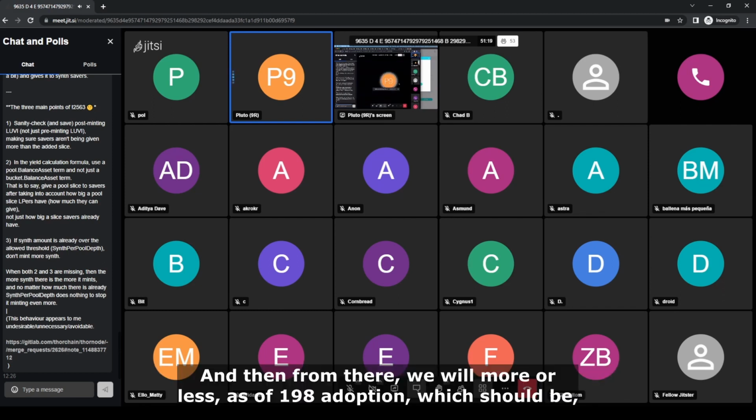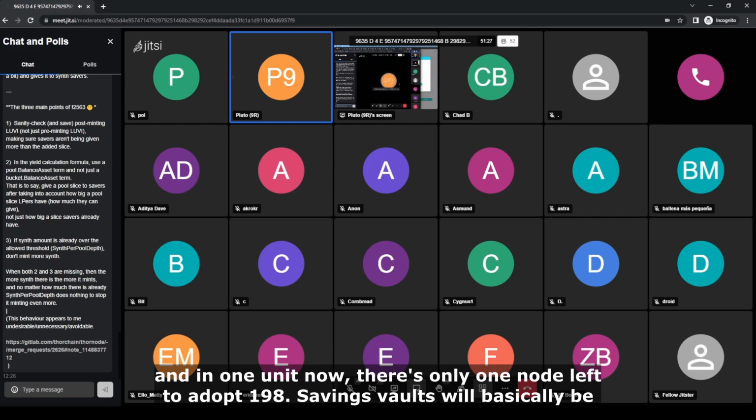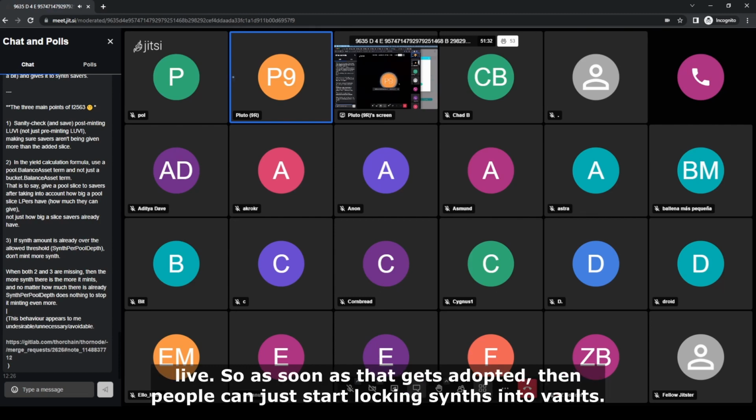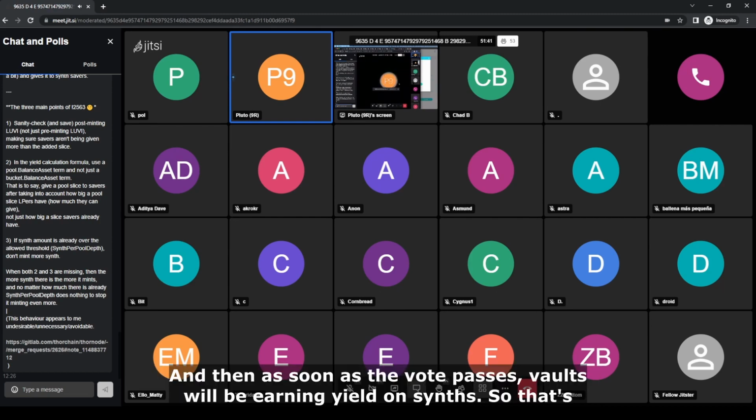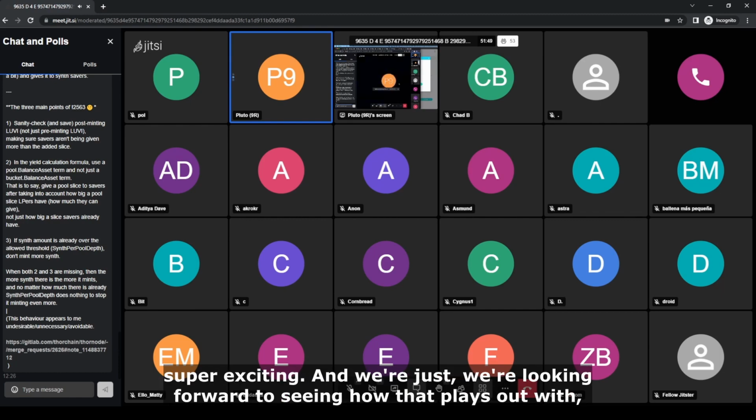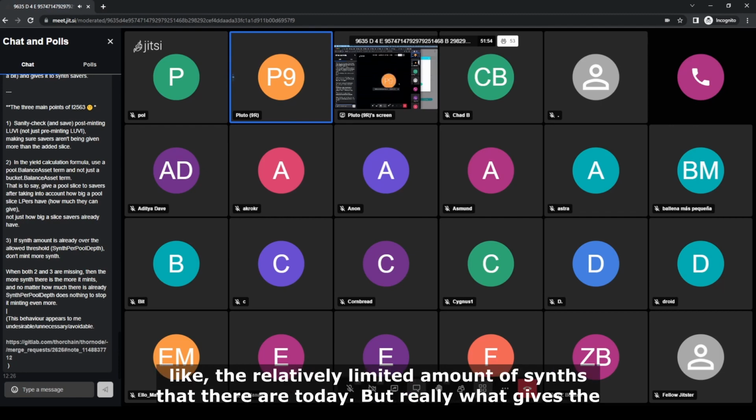And then from there, as of 198's adoption, which should be any minute now, there's only one node left to adopt 198, savings vaults will basically be live. So as soon as that gets adopted, people can start locking synths into vaults. And then as soon as the vote passes, vaults will be earning yield on synths. So that's super exciting, and we're looking forward to seeing how that plays out with the relatively limited amount of synths that there are today.